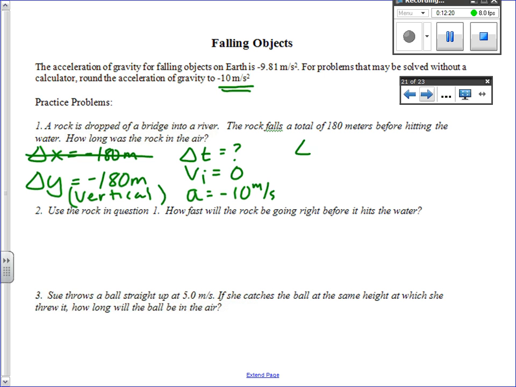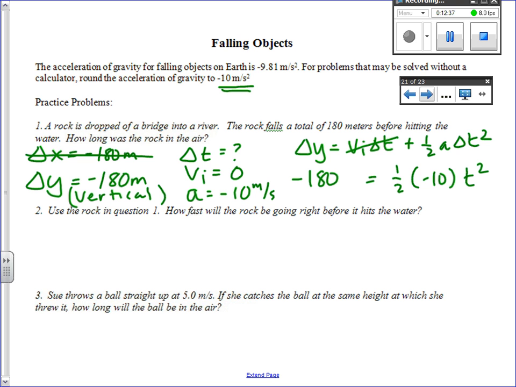So there is one formula that I can use from my four kinematics. I'll write it out, and I'll plug in what I know. The v_i delta t term is 0 because v_i is 0. Basically, what I have here is negative 180 equals negative 5t squared. So I have to take 180 divided by 5, that's 36, and then I have to take the square root.